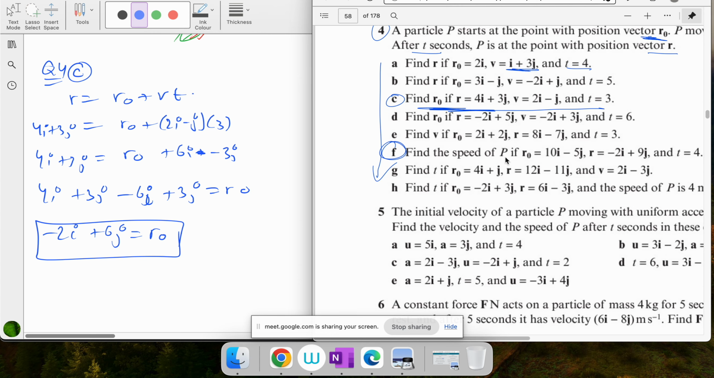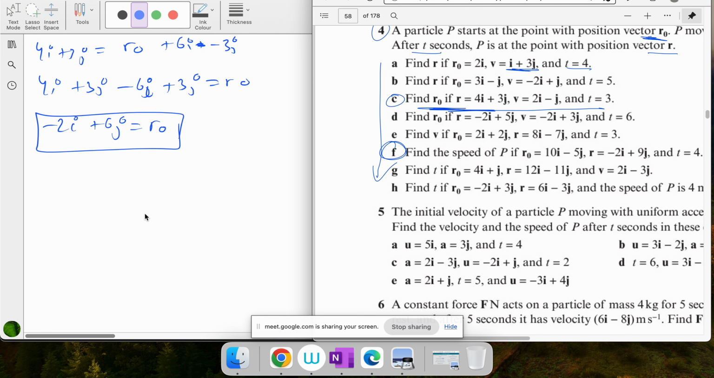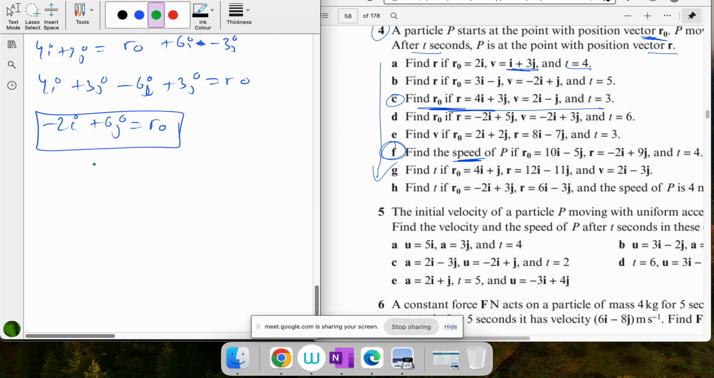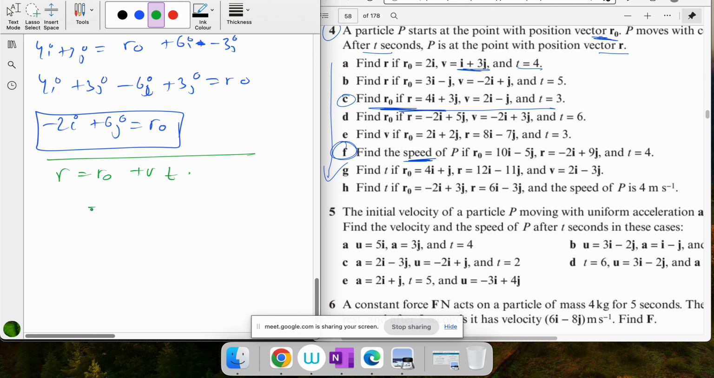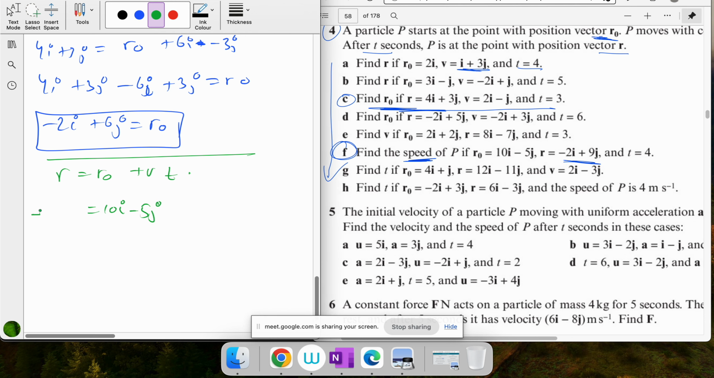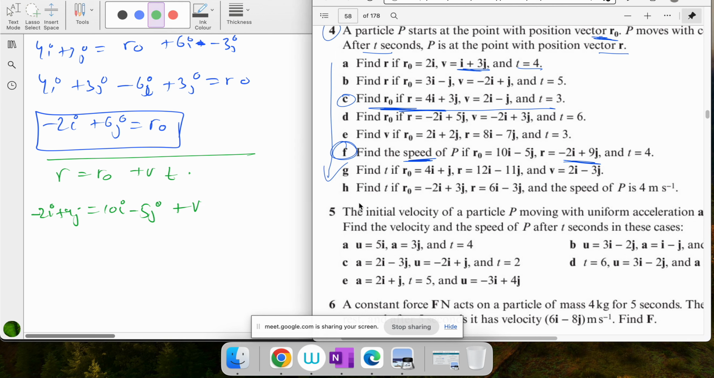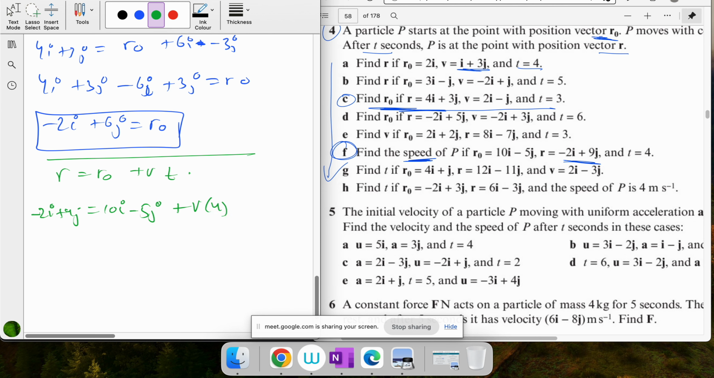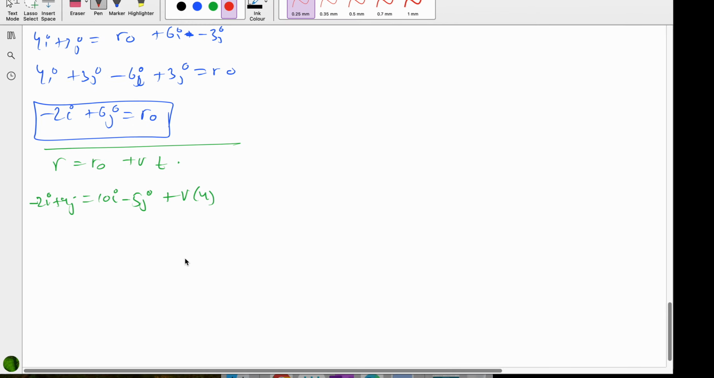F part is different. We need to find the speed. Now there is a difference between speed and velocity. Keep that in mind. So the general equation is r equals r naught plus vt. Now it says that r naught is 10i minus 5j. R is given, which is minus 2i plus 9j, and then velocity is unknown here and time is 4, and we have to find speed.